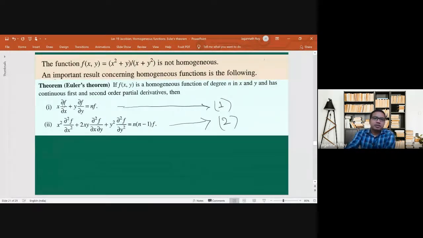Now, this one is not homogeneous, because we cannot write it as x to the power n into g of y by x. This function cannot be written that way.